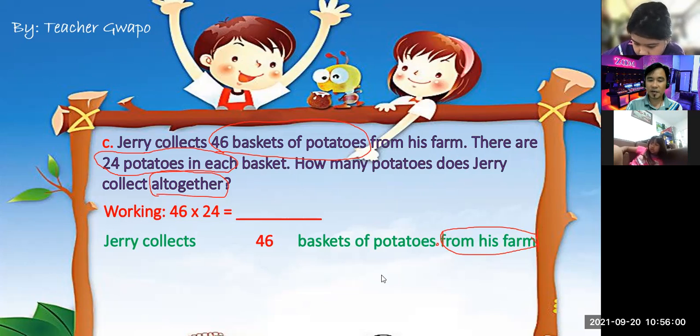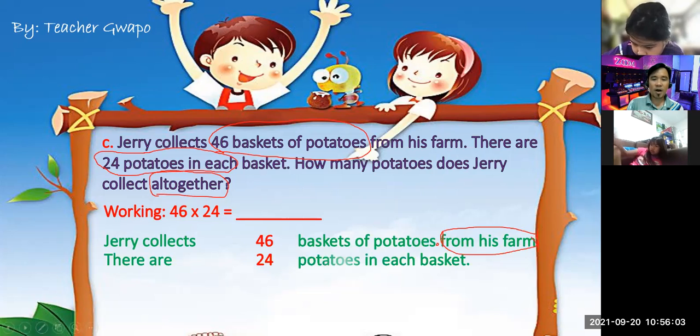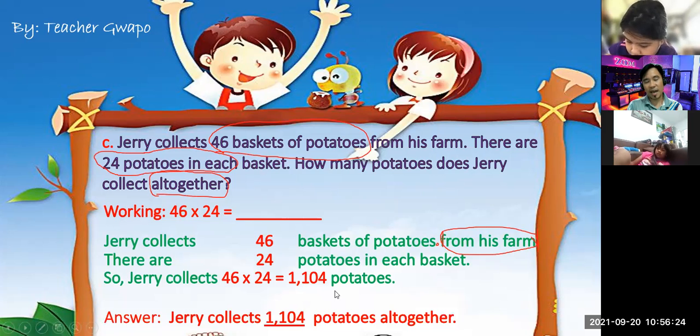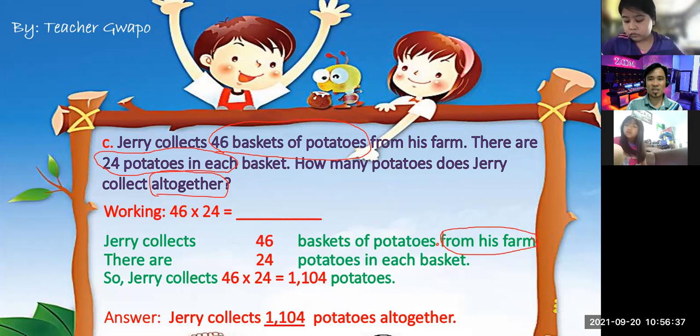And then in the next line, you write there are 24 potatoes in each basket. And in the fourth line, Jerry collects 46 times 24 is equals to 1,104 potatoes. So this is the number of potatoes that Jerry collected. And in the fifth line, you write the answer that Jerry collects 1,104 potatoes all together. So that's it. Very easy. Now it's finished. Good.